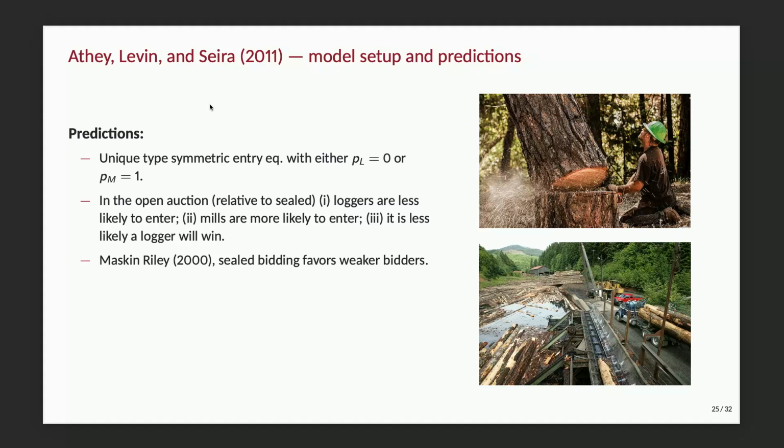Okay, so they get a number of predictions out of the model. The first one is that they get a unique type-symmetric entry equilibrium where either no loggers enter or all mills enter. In other words, what we cannot have is that we see a logger entering, but not all of the mills enter. That's because of this assumption that mills' profits are sufficiently higher to overcome an additional bidder in the auction.